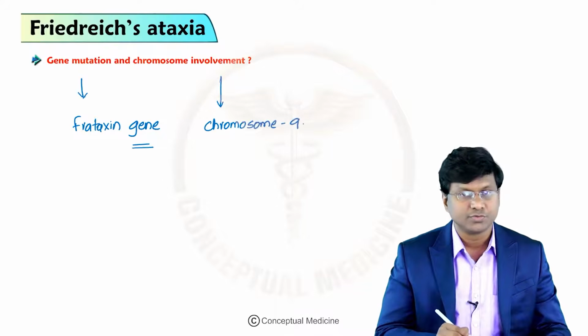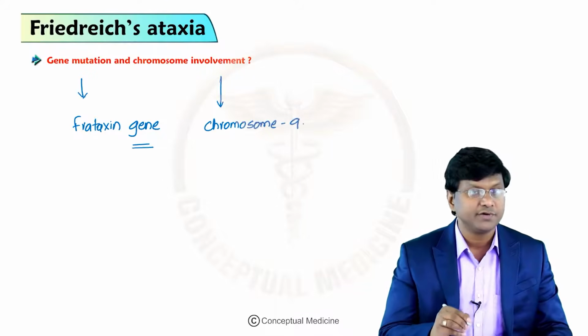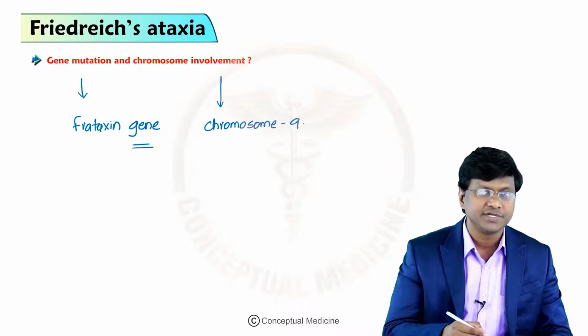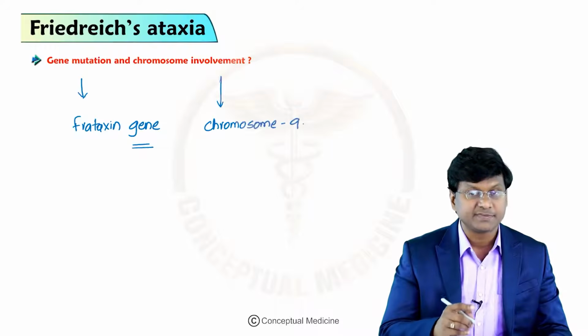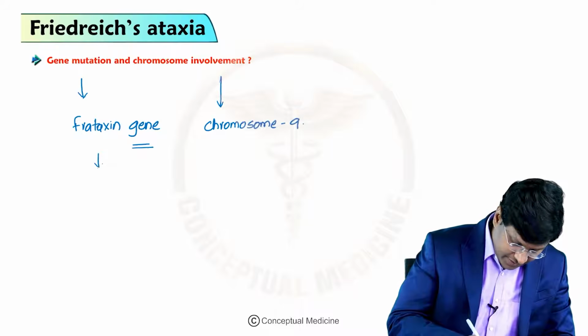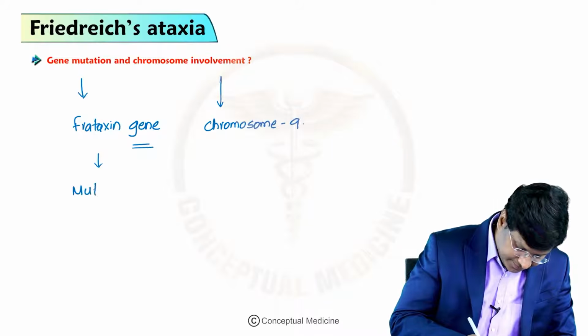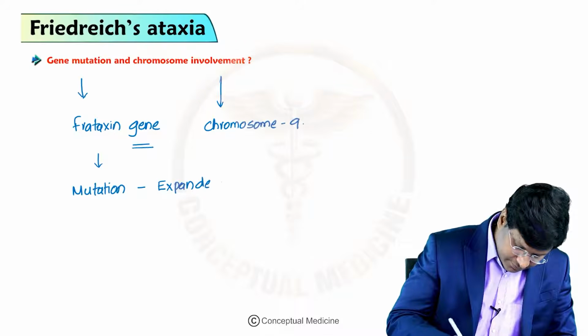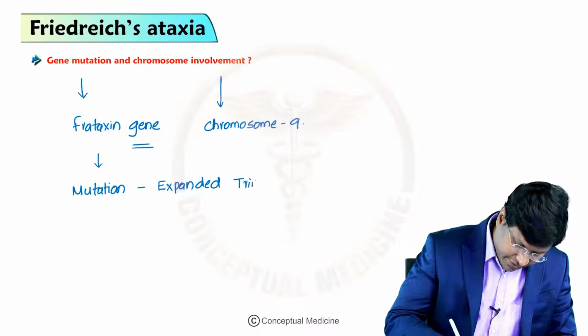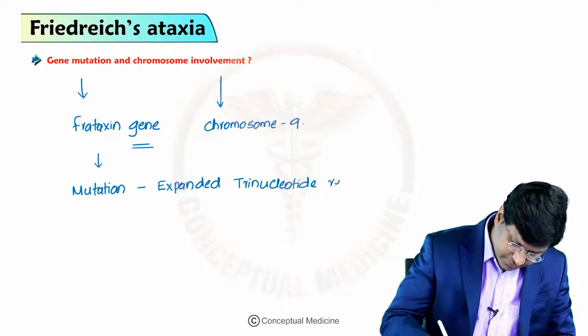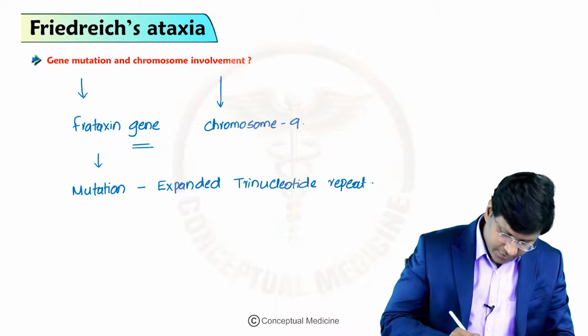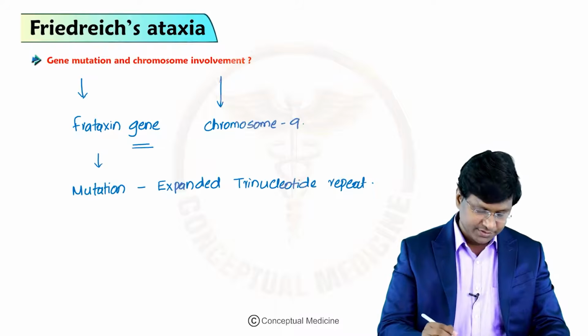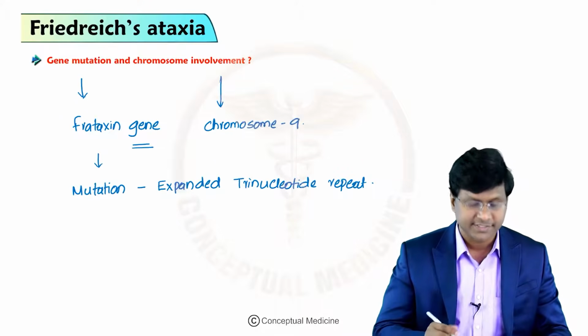Right, it is present on chromosome 9, and in the majority of patients, now what type of mutation is this? It is an expanded trinucleotide repeat. Okay, so that is the type of mutation that you will see in the case of Friedreich's ataxia.